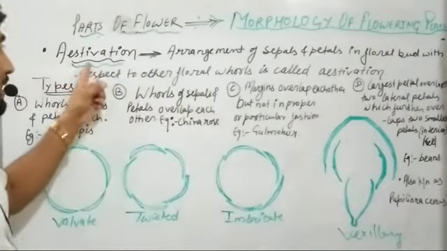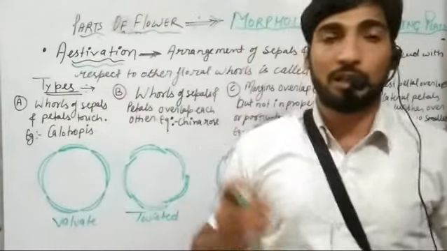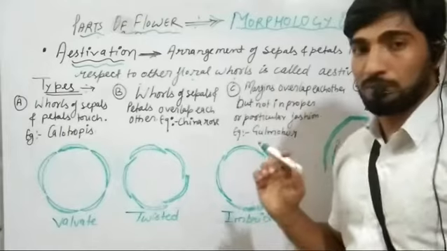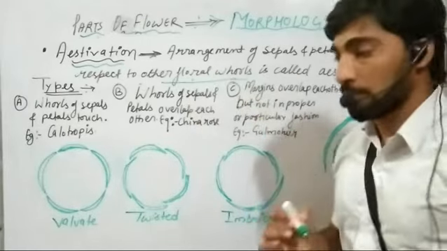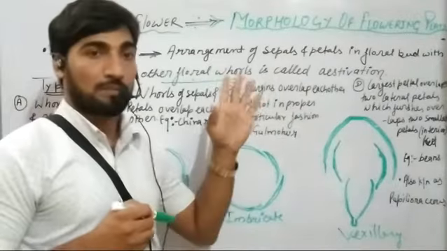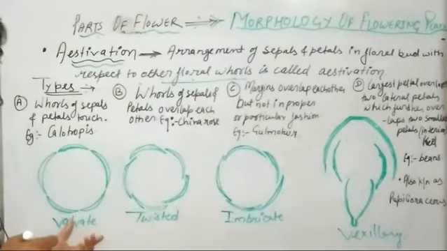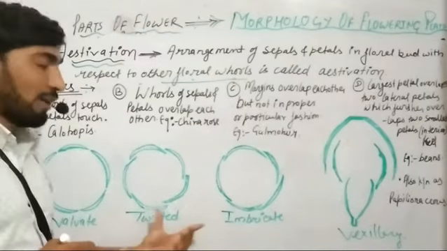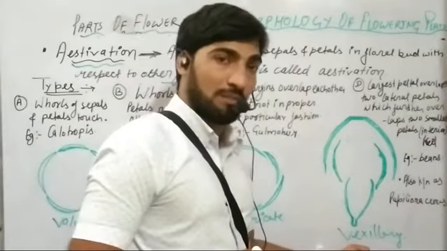So estivation is the arrangement of sepals and petals in floral buds with respect to other floral whorls, and on the basis of the arrangement of these sepals and petals, estivation is of 4 different types. That is the valvate estivation, as you are seeing in the diagram, the twisted estivation, imbricate estivation, and vexillary estivation.